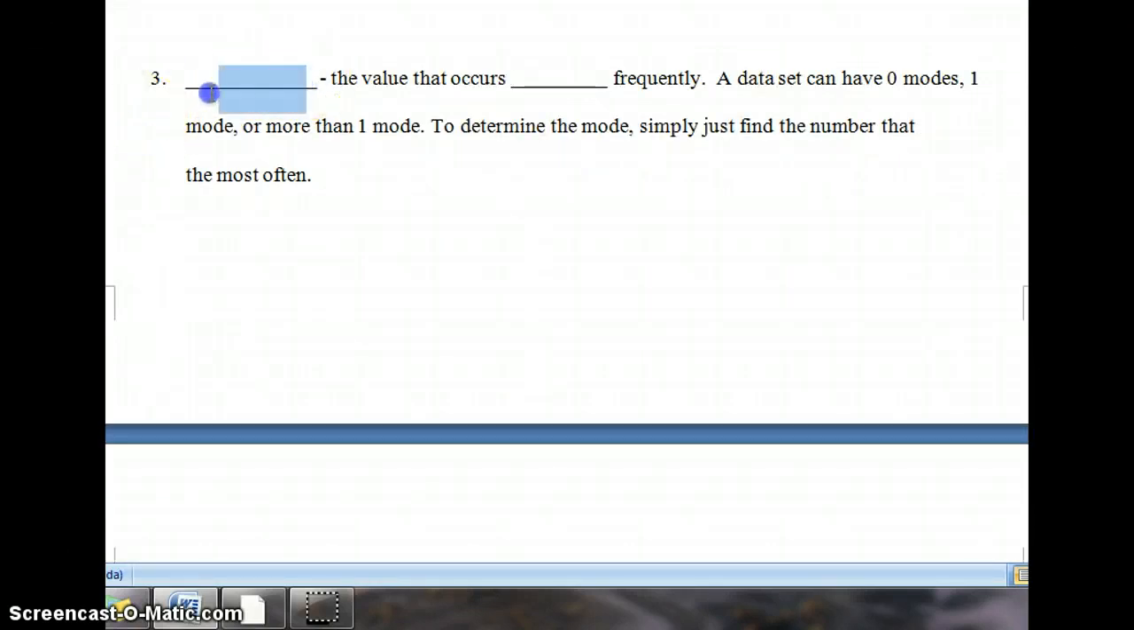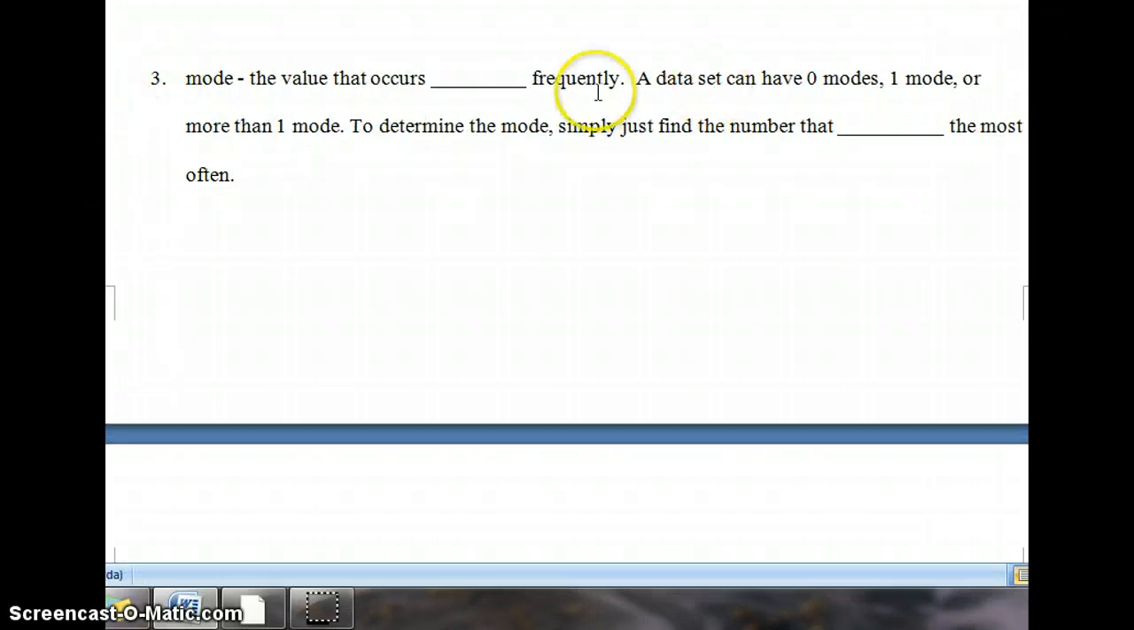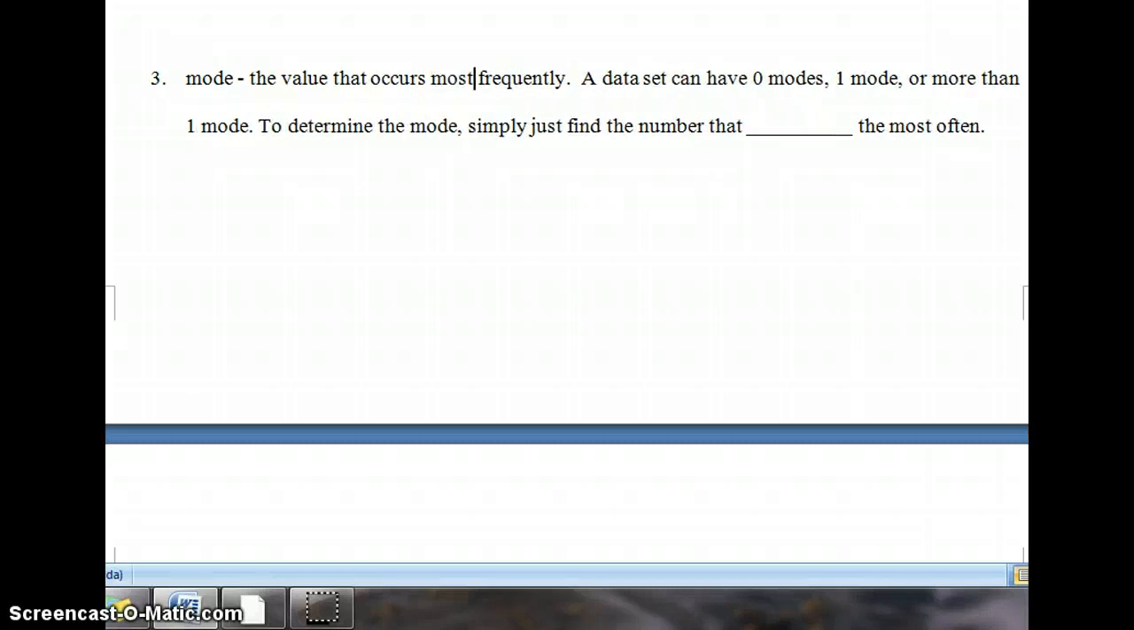Our third measure of central tendency is the mode. The mode is the value that occurs most frequently. So maybe some key words there: the mode is your most frequent value. A data set can have 0 modes, 1 mode, or even more than 1 mode. To determine the mode, simply find the number that repeats the most often.